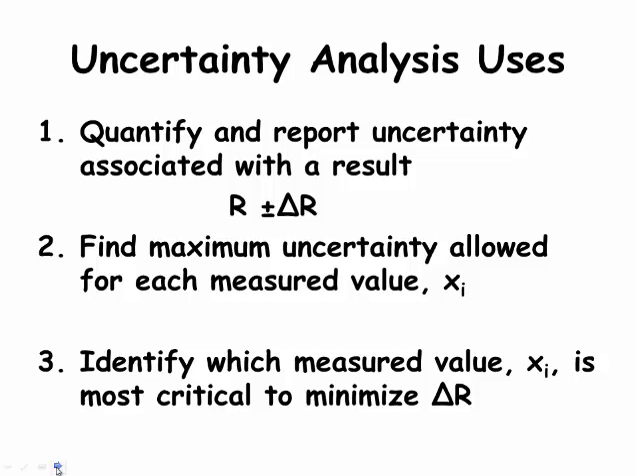So for the ideal gas law example, do we need to measure temperature more precisely, or the container volume, or the pressure difference? Third, we can use uncertainty analysis if we work backwards, knowing the maximum uncertainty allowed, to figure out the maximum uncertainty of each measured variable. We will not be doing this in class.